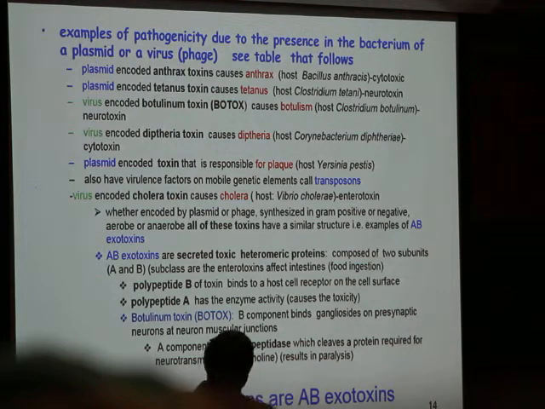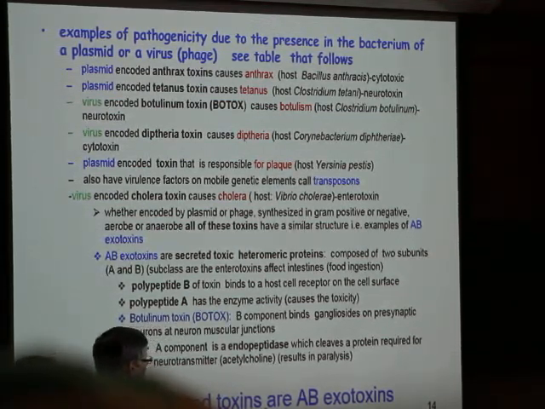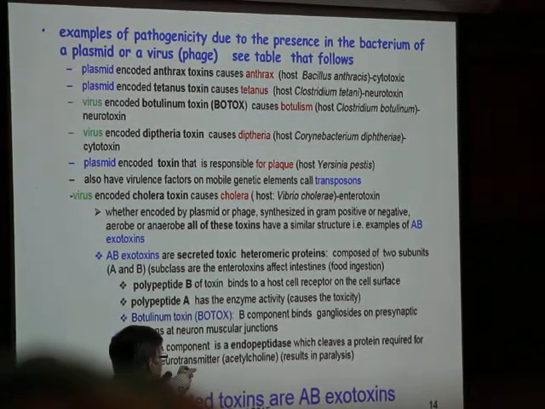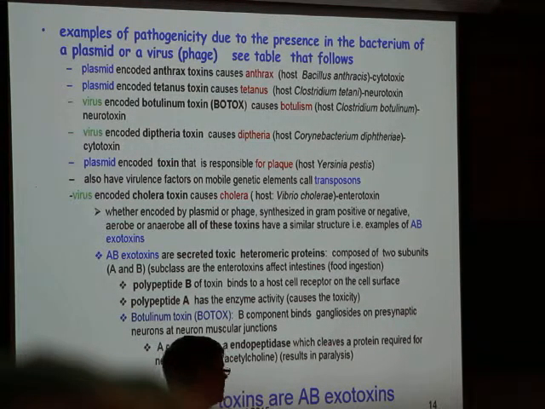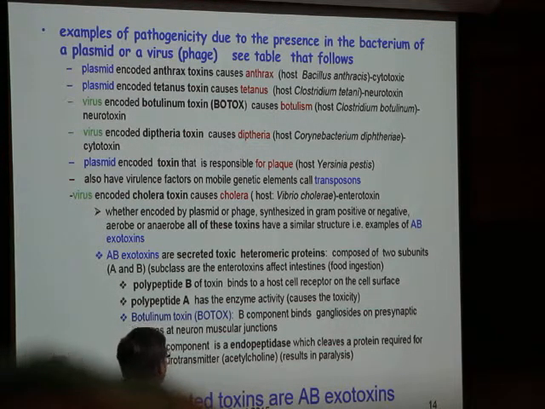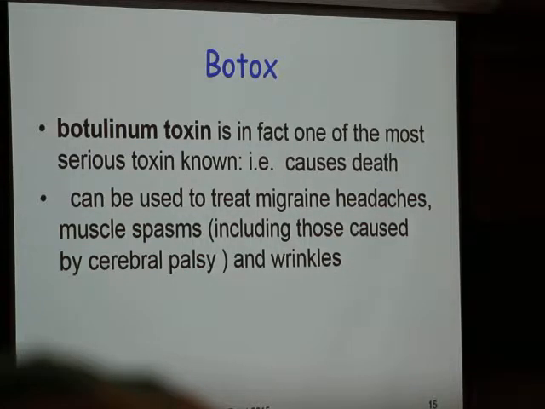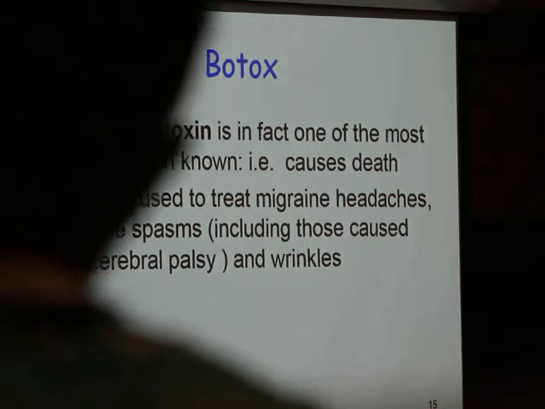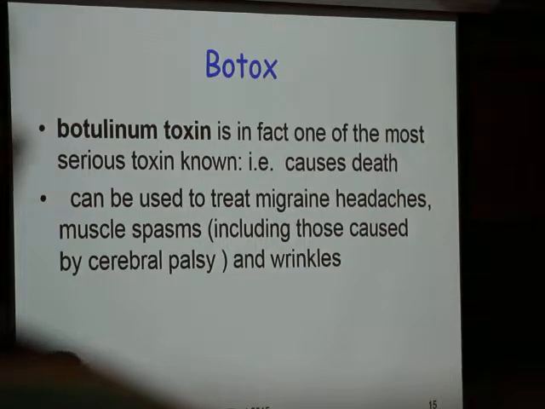And it specifically targets the protein required for the neurotransmitter acetylcholine. So basically it prevents the acetylcholine signaling from taking place, and this results in a flaccid paralysis, if you will. So Botox is in fact probably one of the most serious toxins known. It can cause death very quickly, and now it's being used therapeutically.